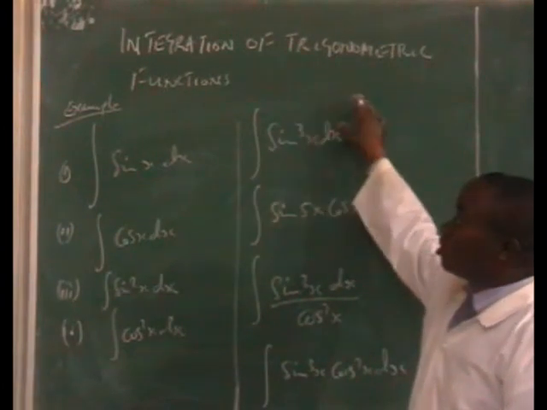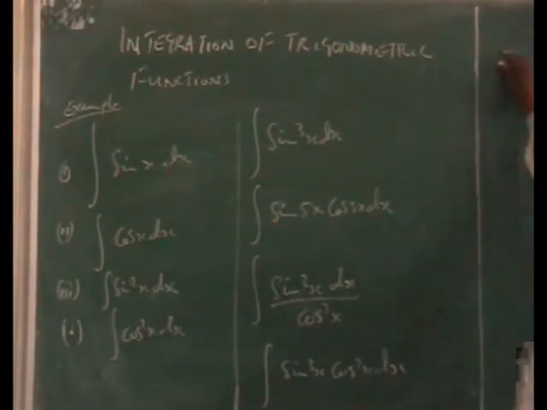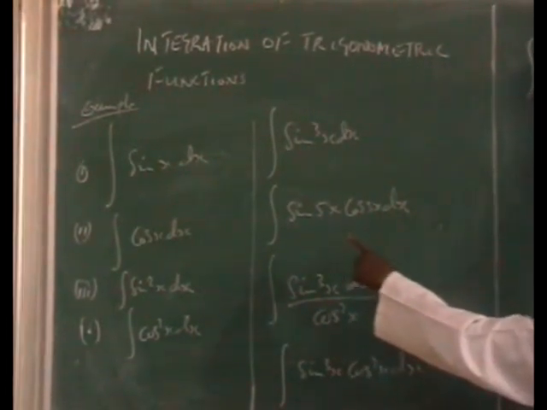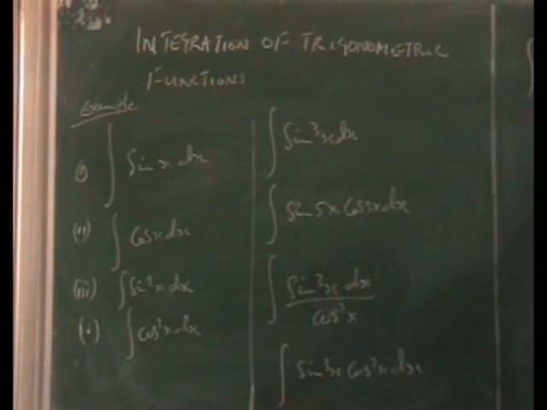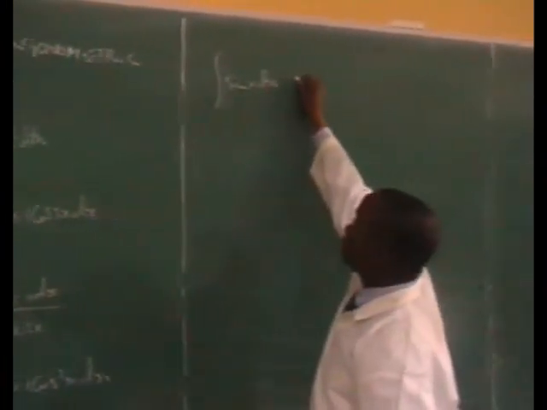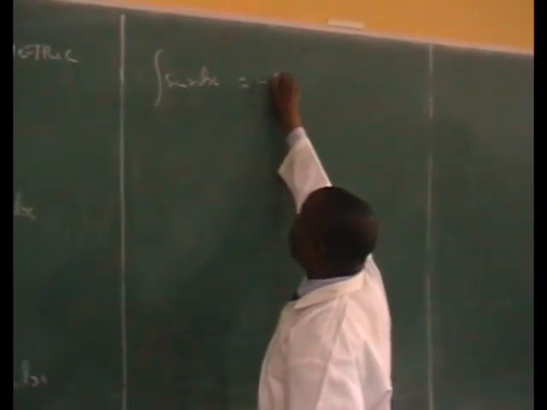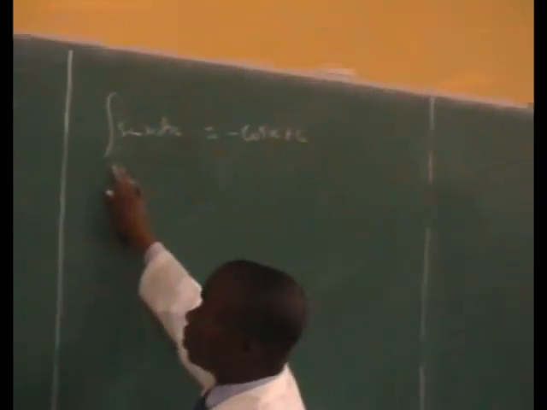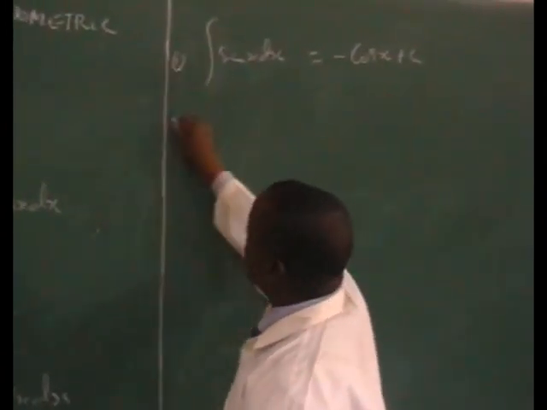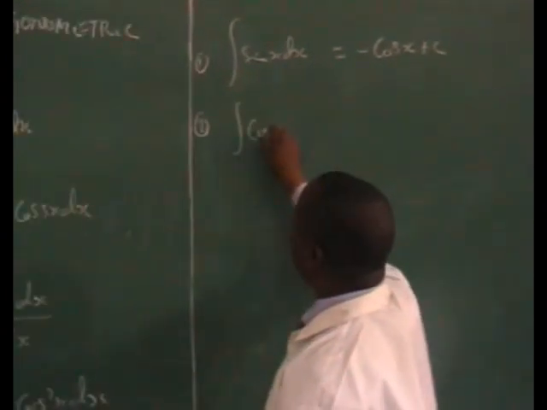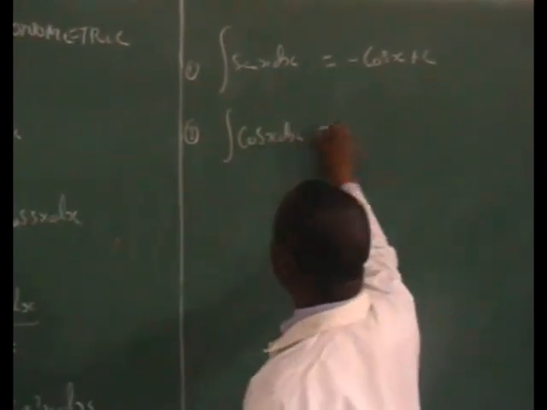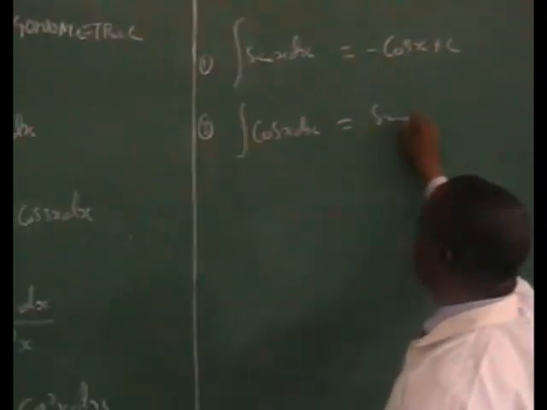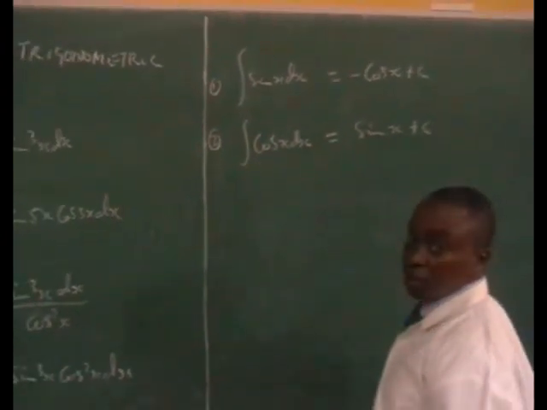Integration of trigonometric function. Now, the first one, we have integral of sine x dx. So if you integrate sine x dx, you will have minus cos x plus c. Now, the second one, we have integral of cos x dx. If you integrate cos x with respect to x, you have sine x plus c.